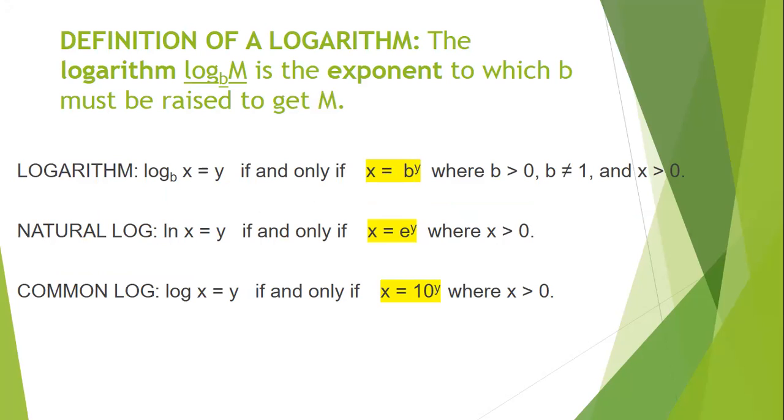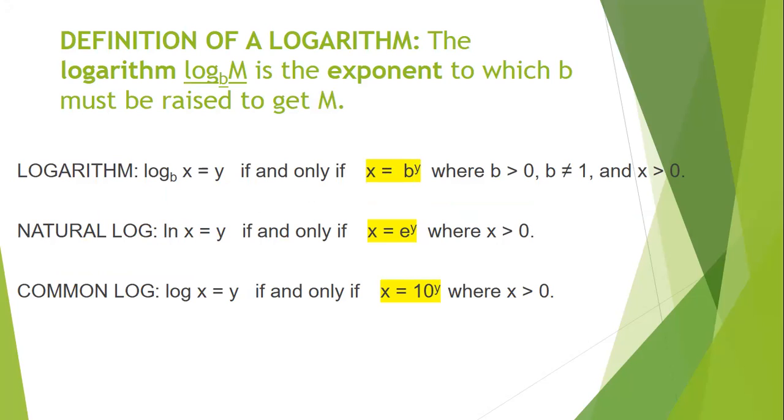So the logarithm log base b of m is the exponent to which b must be raised to get m. Okay, that's what the log is asking you. What would the power of b have to be in order to get the value of m? So we have three types of logs.